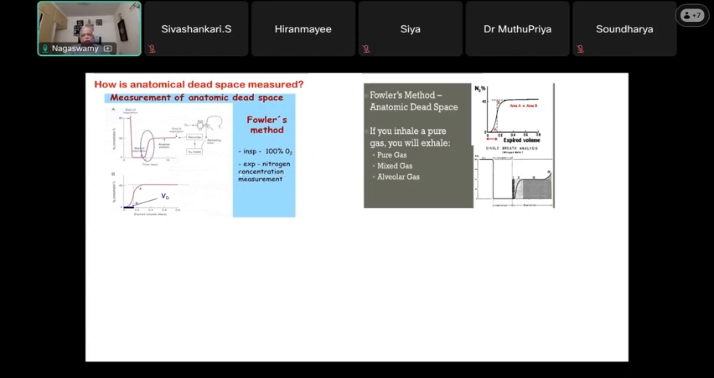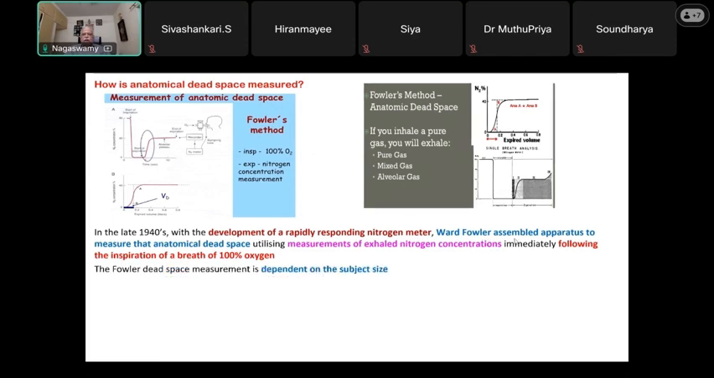But later on, the latter part of expiration, what comes will be the nitrogen containing gas, which will be in the alveoli and which cannot be easily replaced completely. You calculate that portion which is containing nitrogen, and the portion which comes out purely as 100% oxygen is the dead space gas. So that is how Fowler's method works: you inhale pure oxygen and exhale, pure gas comes out, then mixed gas comes out, lastly alveolar gas comes out. Based on that plotting, you can exactly measure and find out what is the anatomical dead space.